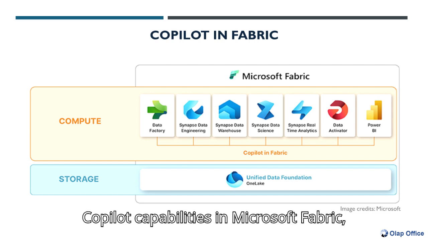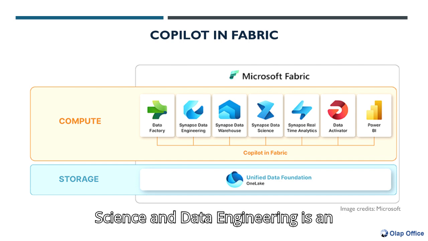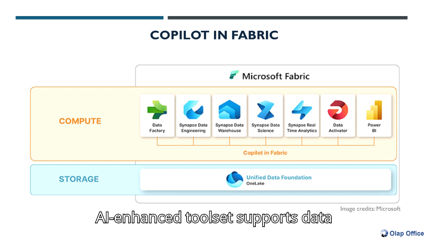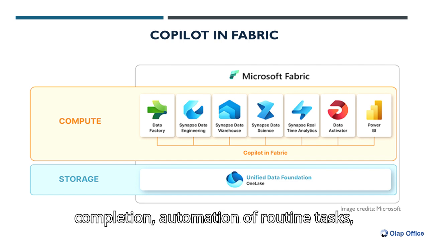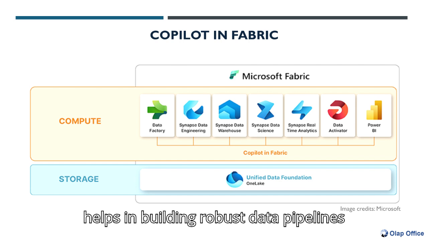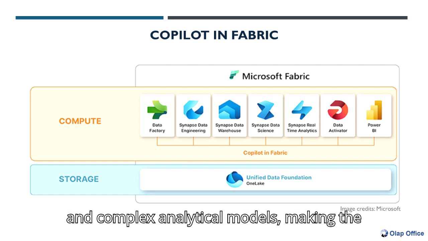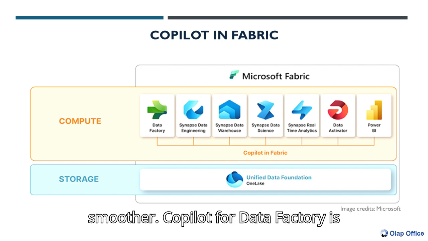Before using Copilot capabilities in Microsoft Fabric, you need to enable it. Copilot for Data Science and Data Engineering is an AI-enhanced toolset that supports data professionals with intelligent code completion, automation of routine tasks, and industry-standard code templates. It helps in building robust data pipelines and complex analytical models, making the journey from raw data to insights smoother.